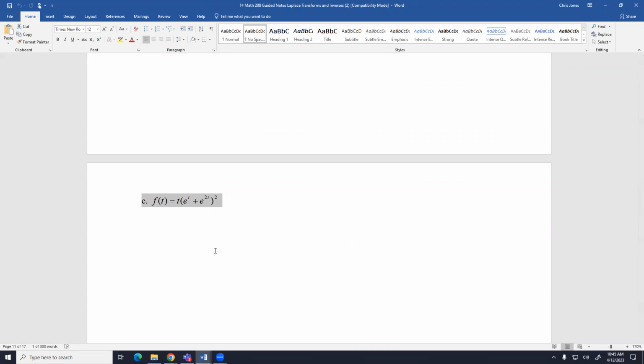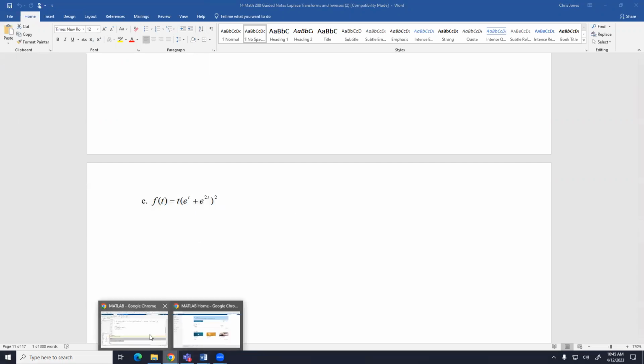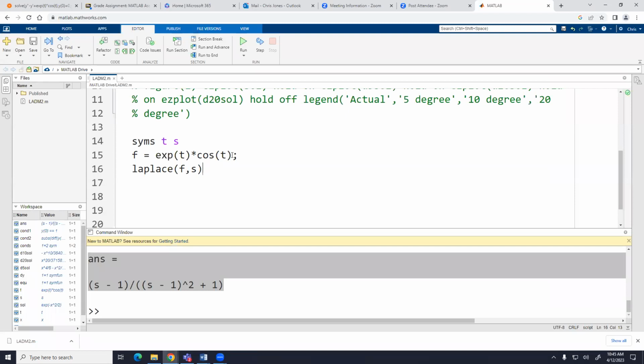Okay. That one we had to FOIL out, and then we had to distribute. Okay, and then we had to find the transform of each of those. So that one was a little bit of a pain. So let's see if we can use MATLAB to find the Laplace of that. Okay, so I'm just going to change the function. Well, I can just copy the code.